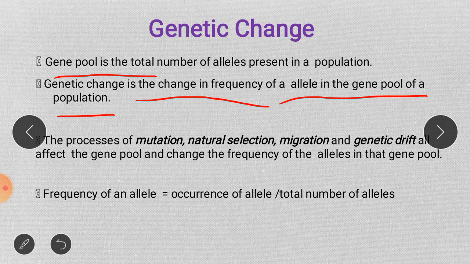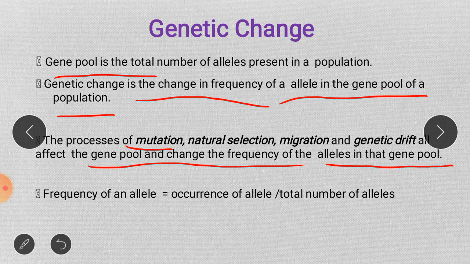Why does this genetic change, or change in allelic frequency, take place? Processes such as mutation, natural selection, migration and genetic drift, when they act on the gene pool, will make a change in the frequency of alleles found in that gene pool.